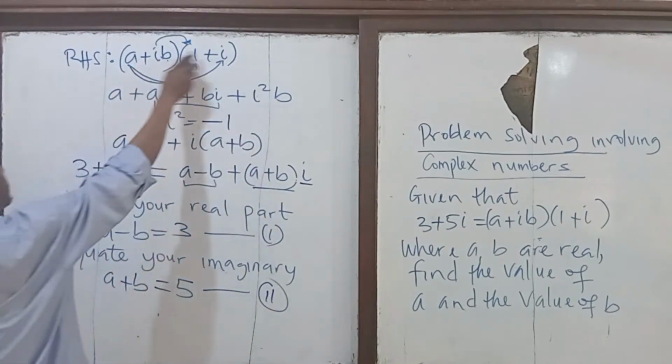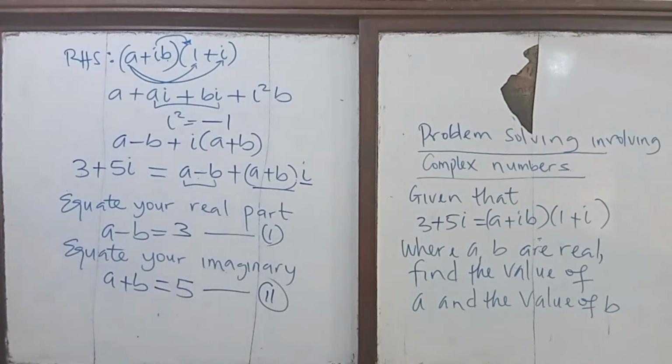We have that, this times this. Okay, and then i squared minus 1. That gives us this. And then begin to equate the complex number.